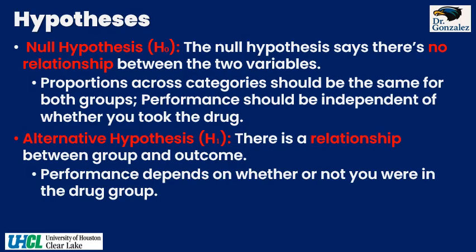So our null hypothesis is going to give us a statement that says that there is no relationship between the two variables. So if that happens, the proportions across all your categories are going to be the same for both groups. So your performance on this task, the chess match, is going to be independent of whether or not you took the experimental drug. And then your alternative hypothesis would just state that there is a relationship somewhere between group and performance. So the wins, losses, and draws are going to be different depending on whether you were in the drug group or the control.